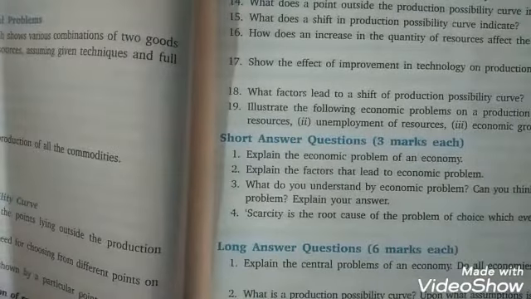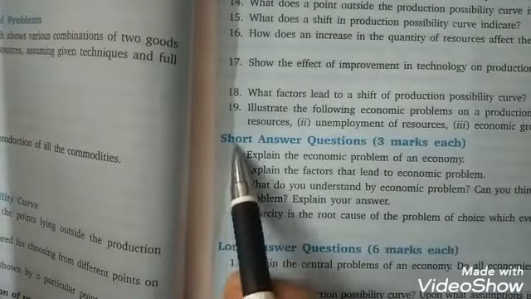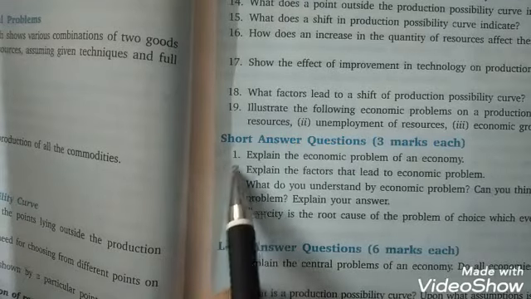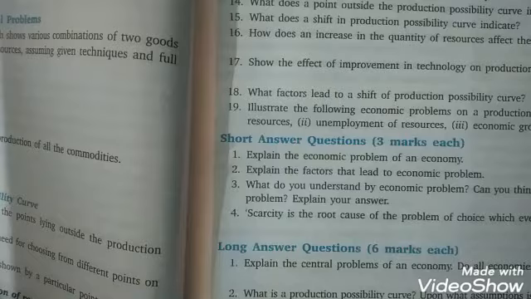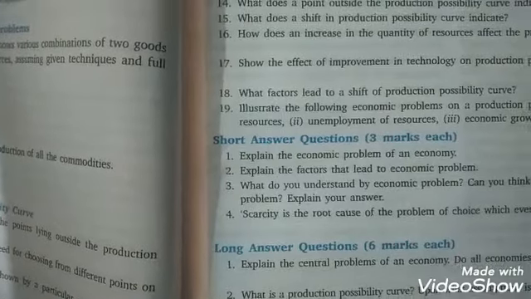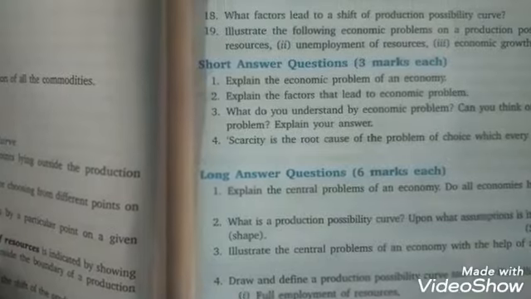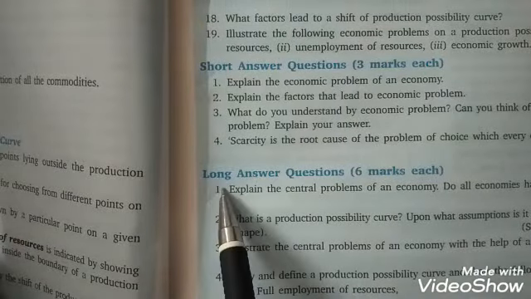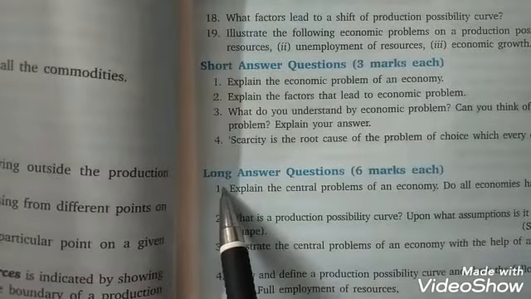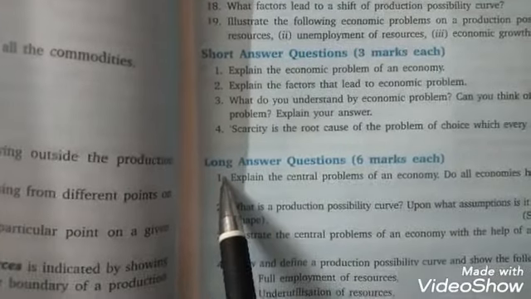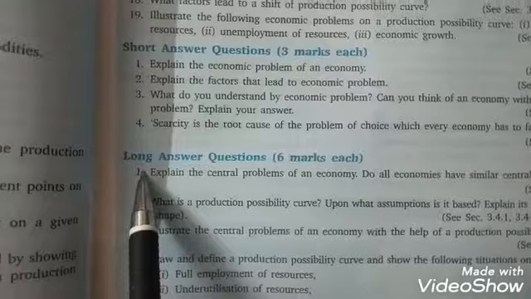Then we come to short answer questions. There we have question number 1, explain the economic problem of an economy, and question 2, explain the factors that lead to economic problem. So question 1 and question 2, and long answer question number 1, explain the central problems of an economy, the 3 central problems that we have discussed. Additional problems we have not discussed, that you don't have to do. So only the 3 central problems of an economy, and do all economies face similar central problems.